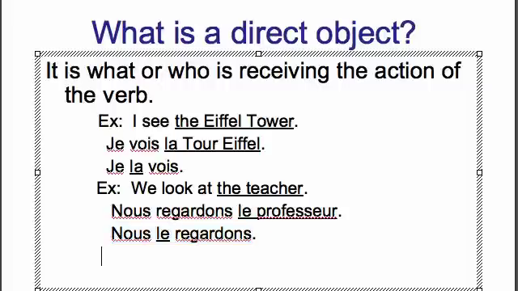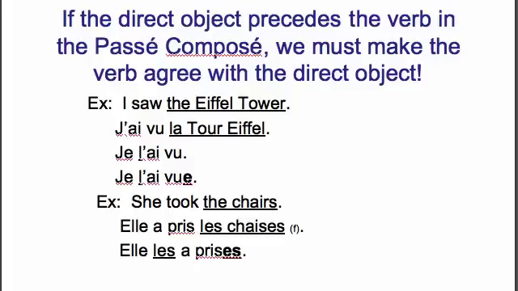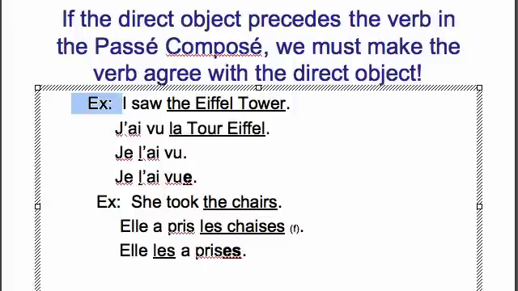Okay. So that's what a direct object is. So let's take that one step further. If the direct object precedes the verb in the Passé Composé, we must make the verb agree with the direct object. Okay, so very simply, I took a similar sentence that we just did. Instead of saying I see the Eiffel Tower, I said I saw the Eiffel Tower. I put it in the Passé Composé. The Eiffel Tower is your direct object. Okay. En français, j'ai vu la Tour Eiffel. Okay. What did I see? La Tour Eiffel. Okay, that's your direct object. Let's replace it. La Tour Eiffel. I'm going to replace it with just an L apostrophe because you can squish the la with the ai apostrophe.